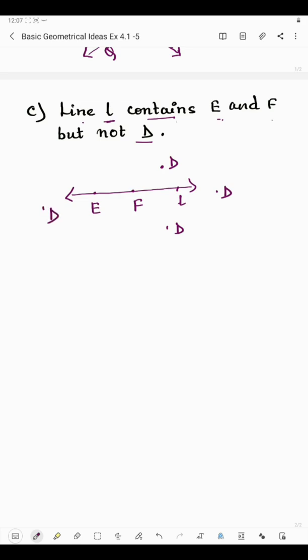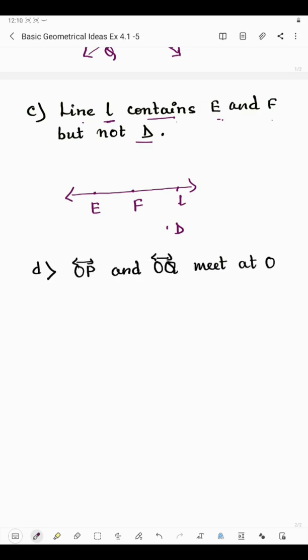So what we have observed is that E and F lie on line L but not D. D is anywhere outside of the line L. Okay, now coming to next part. Now in the last part we have OP and OQ meet at point O. Now these OP and OQ, these two are lines. So we will have to draw in such a way that they meet at point O.